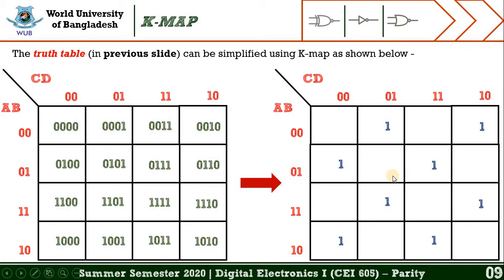or you can say, when the even parity checker output is 1, we place that 1 into the specified cells, because we have already mentioned in the previous slide that we can write the Boolean expression for the even parity checker by using this 1, or the input condition of this 1. So let's move into the next slide.